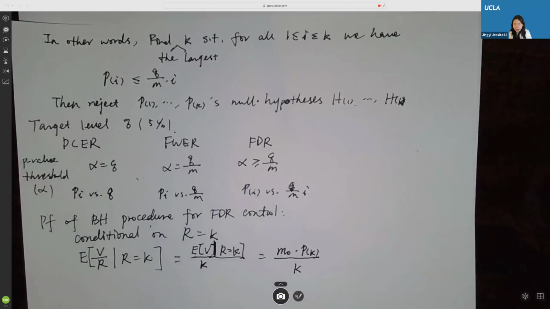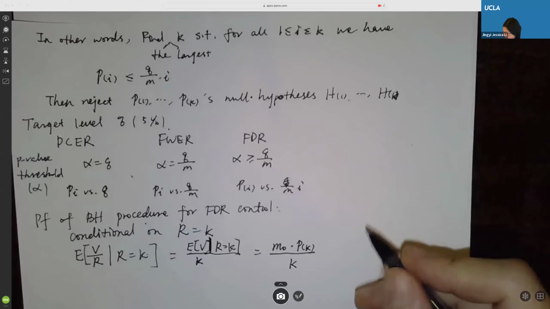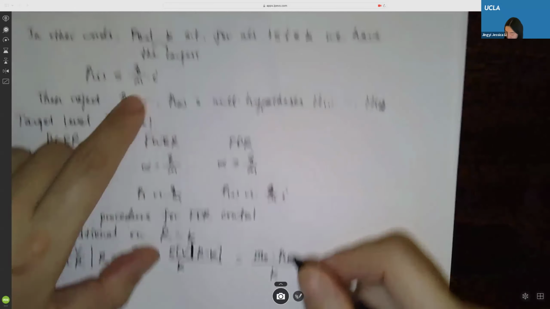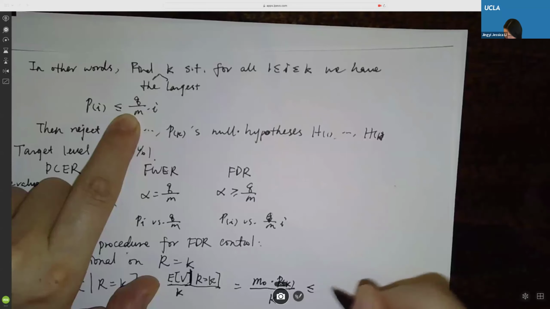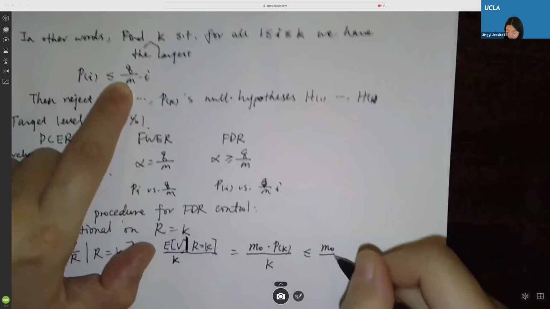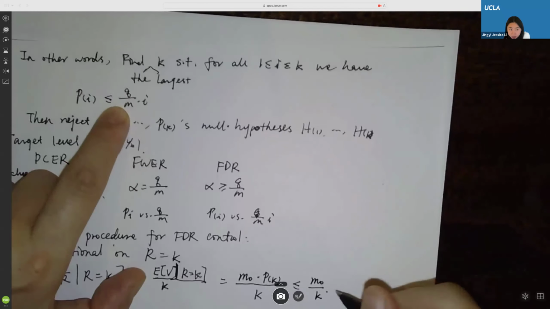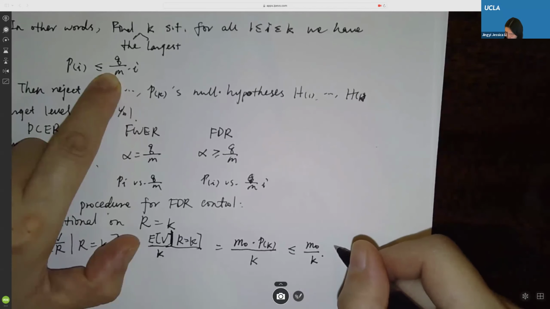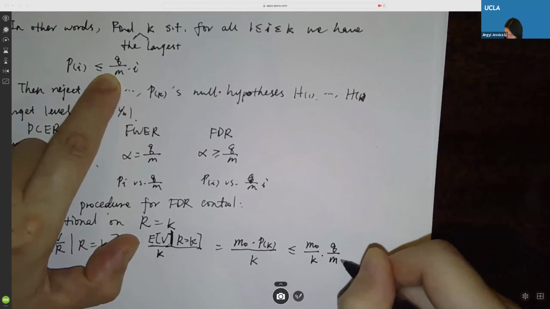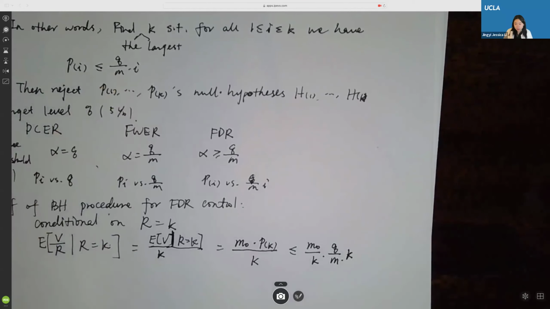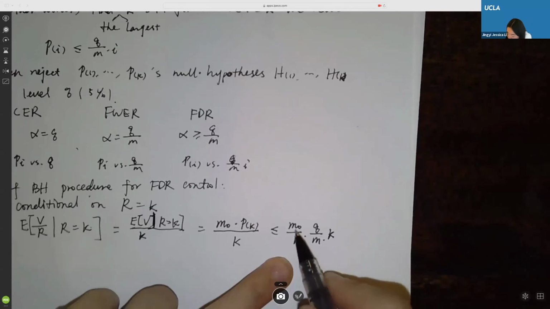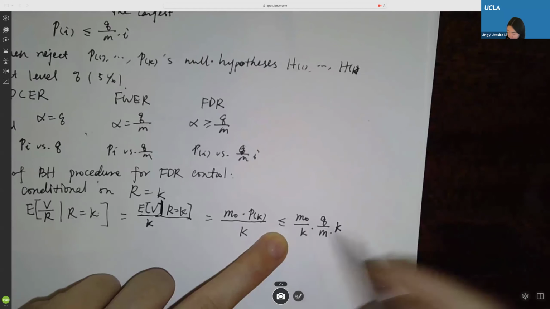Okay, and we also know that this pk still satisfies this inequality. So we have, I just put m0, okay, pk itself will be less or equal than q divided by m times k. And furthermore, I can make m0 bigger to be m.